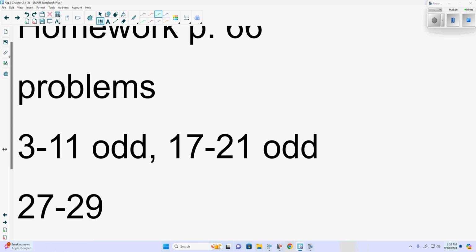So this is part of chapter 2. So everything we've done up to this point for chapter 1 is due Friday. Chapter 2 is going to be on the chapter 2 test. We will have a chapter 2 test.